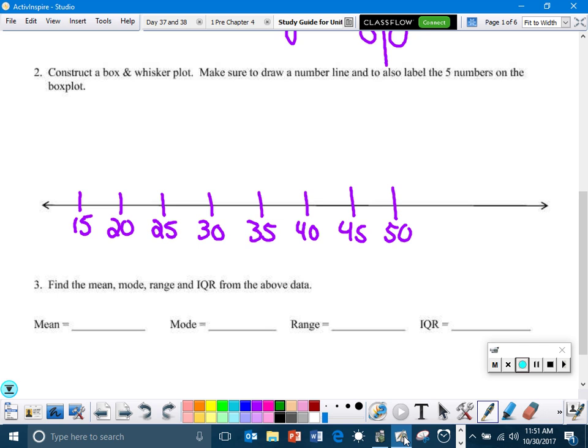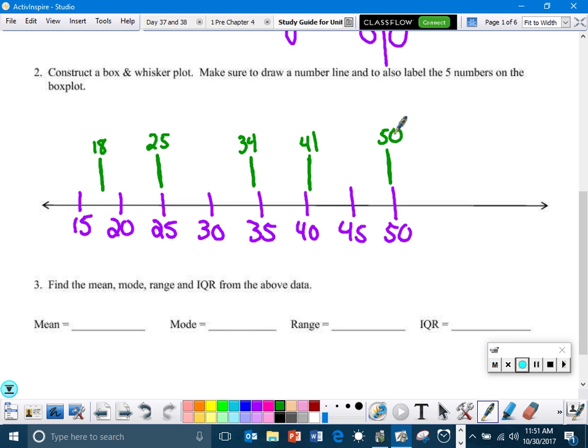So we're going to mark the minimum, 18, which is right about here. Please write the number above. Q1 is 25. I'm going to mark it right here, 25. The median is 34. I'm going to mark it right about there, 34. Q3 is 41, right about here. And the maximum is 50, right there.